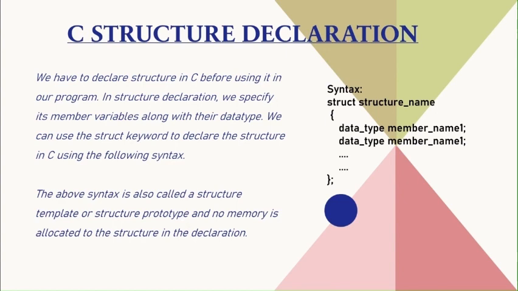The syntax starts with the keyword struct and the structure name. Within the curly braces, we are going to declare the data type and the member name, and enclose the curly braces with a semicolon. The above syntax is also called a struct template, structure template, or structure prototype, and no memory is allocated to the structure in the declaration.